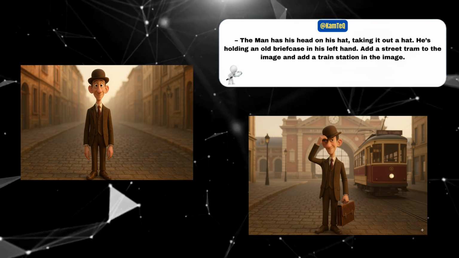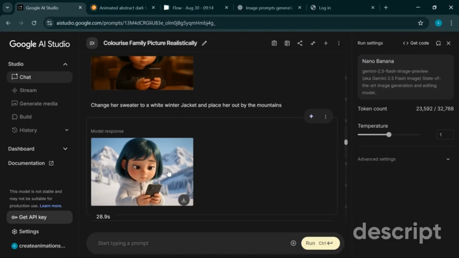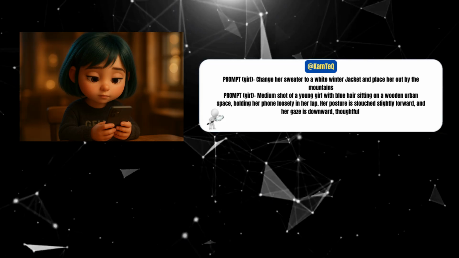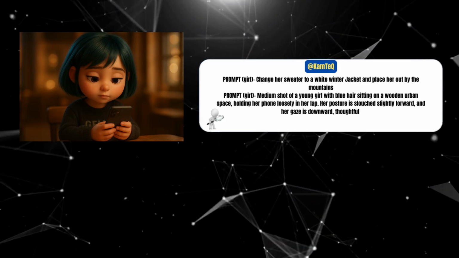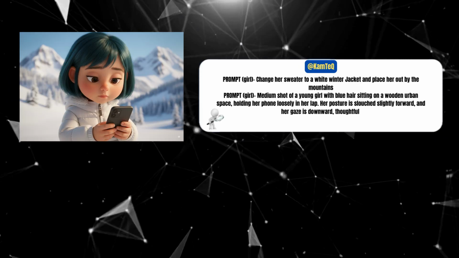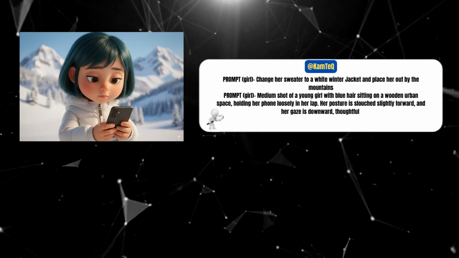Now let's generate his daughter. Upload this specific image into Nano Banana. Then give this prompt. Change her sweater to a white winter jacket and place her by a mountain landscape. As you can see, Nano Banana just generated a beautiful result. Now the image reflects a clear winter environment and the character design remains consistent.